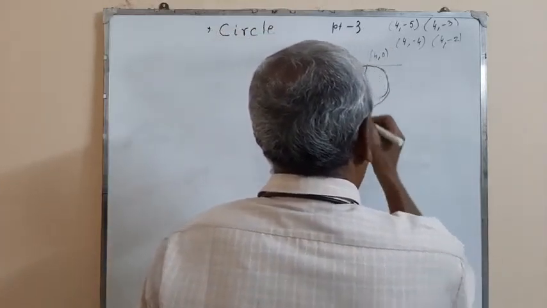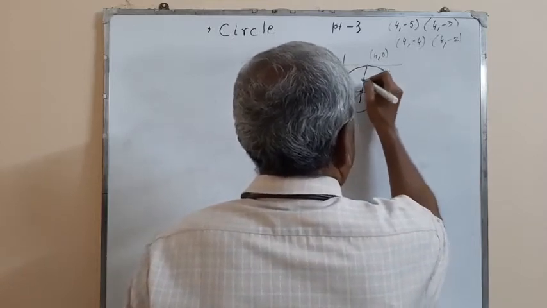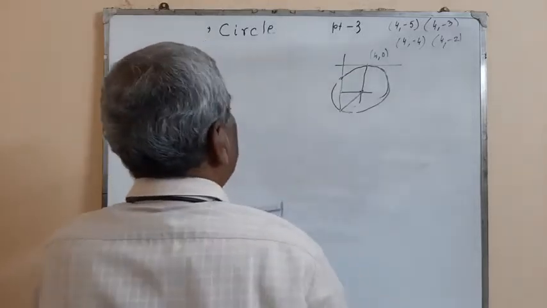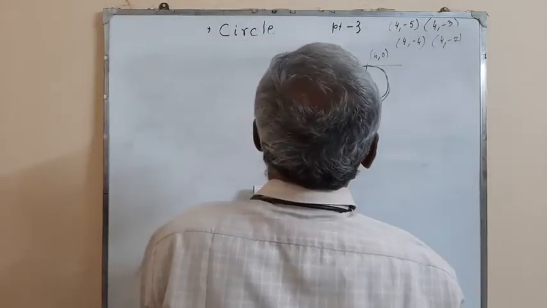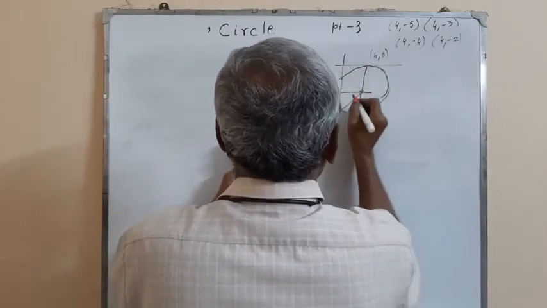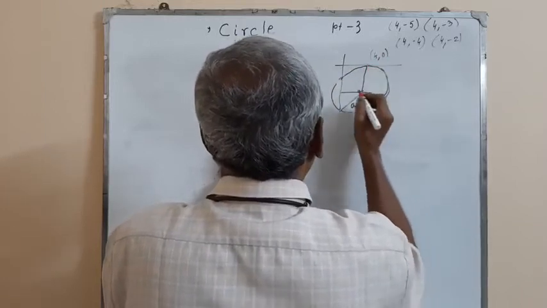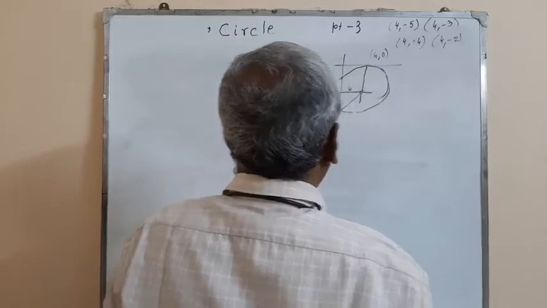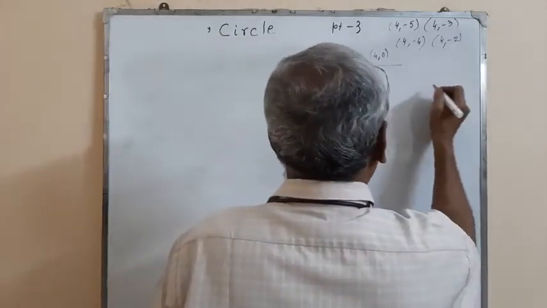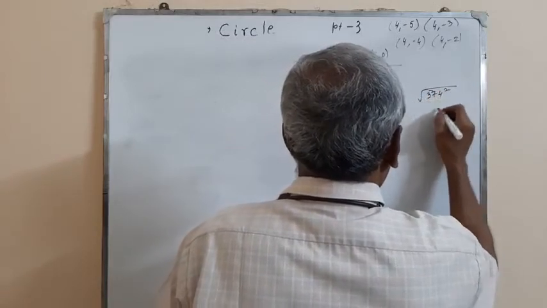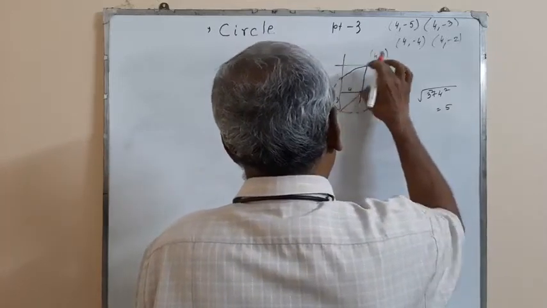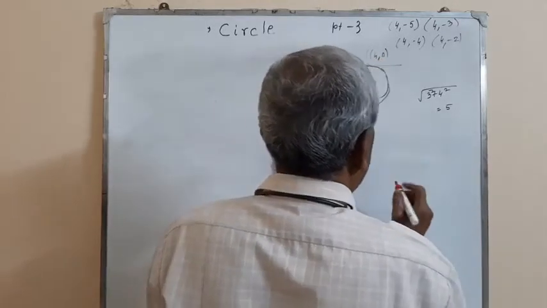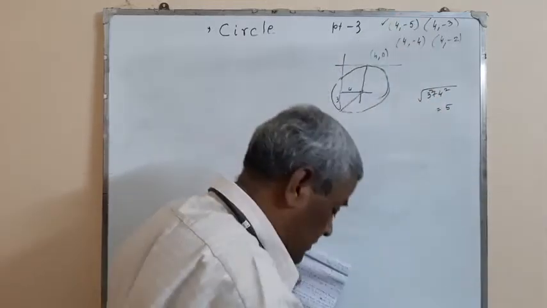Now clearly this is, say, A. This is 4, it touches the x-axis at (4, 0). So this must be 4, this must be 3. The radius of the circle will be root over 3 square plus 4 square, which is nothing but 5. So this is 5, this is 5. So the center of the circle is that point. The x coordinate is clearly 4, the y coordinate is minus 5. (4, minus 5) is the correct option.